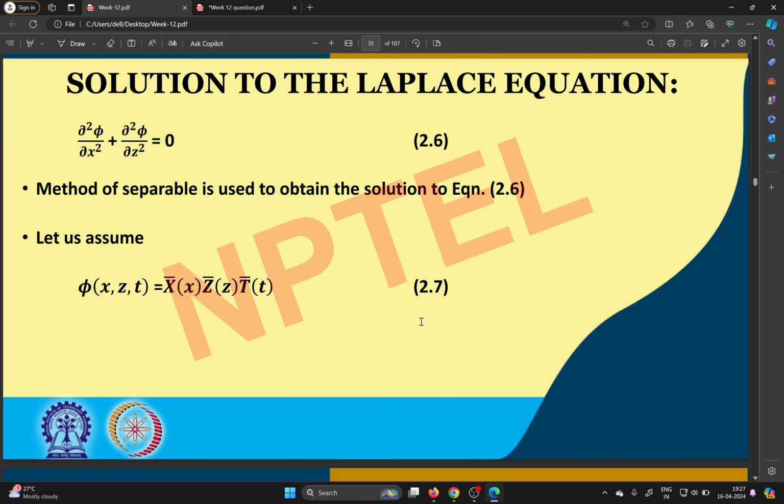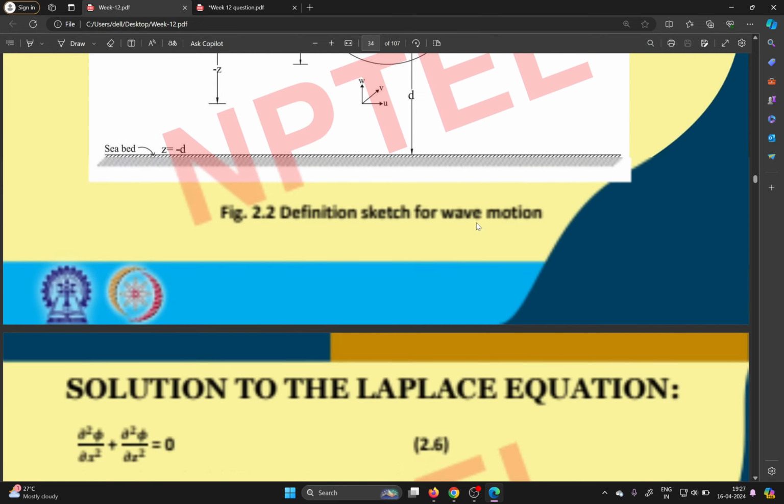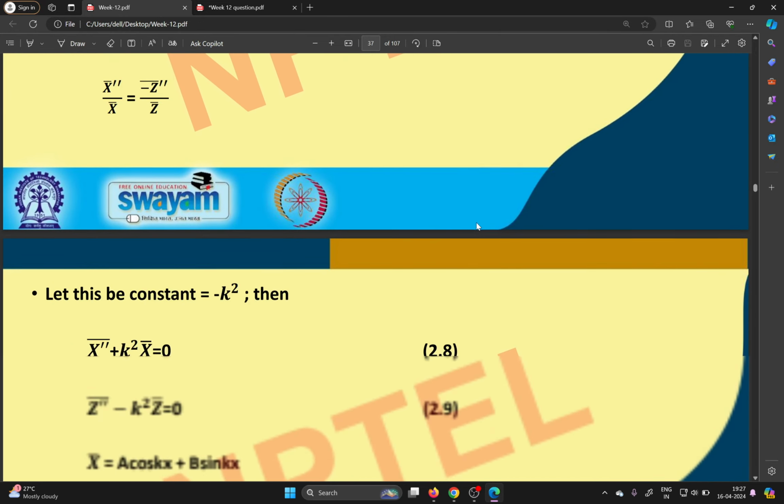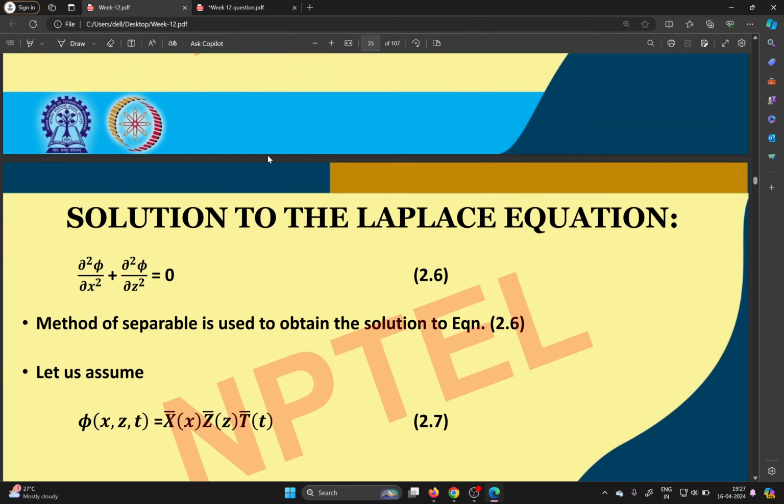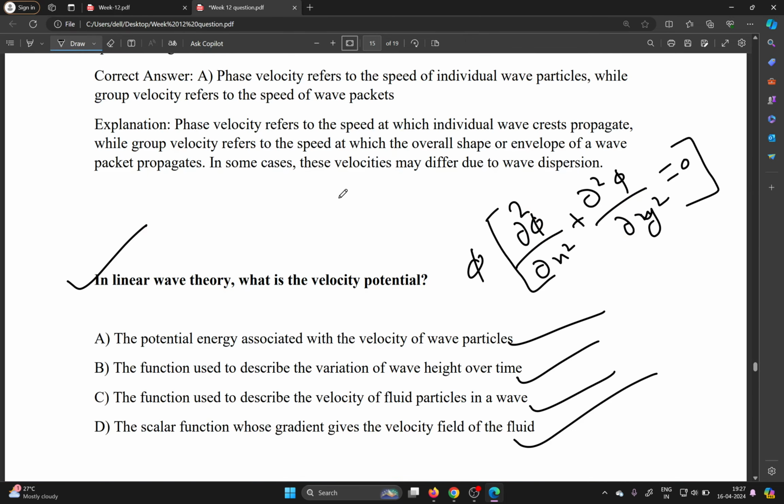Yes, here if you will see the solution of the Laplace equation in terms of your potential function. So please follow these slides. If you follow from the top to the bottom slide, then you can easily understand the significance of the potential function in the linear wave theory.